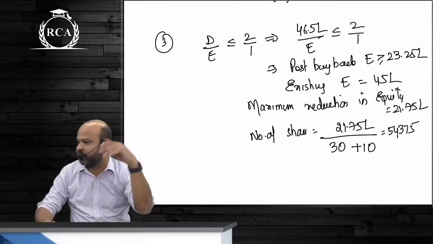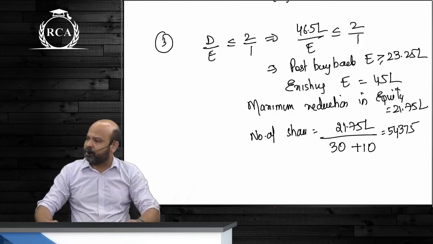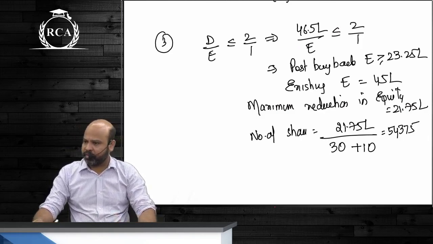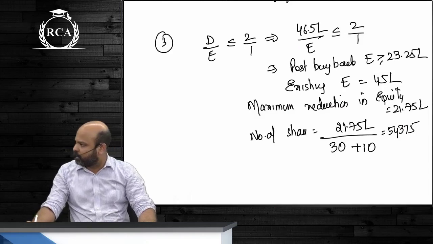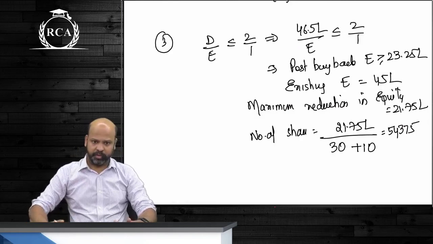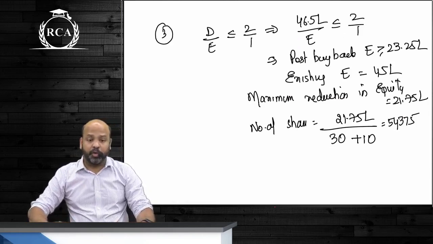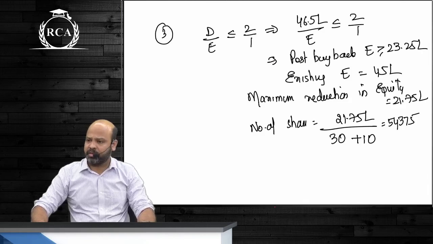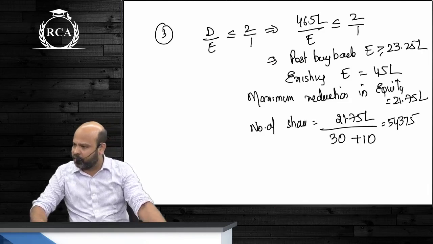54,375 shares. We will be able to buy back, beta, 54,375 shares. Are we clear, guys? This is as per the third condition, debt equity ratio test. 30 rupees is the buyback price, beta, and 10 rupees is transferred to CRR. Are we clear about this?